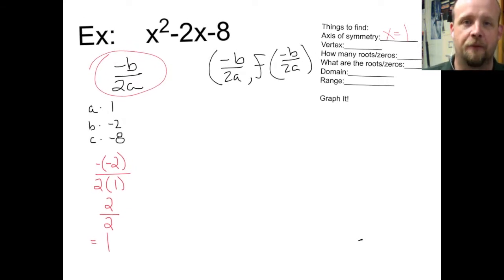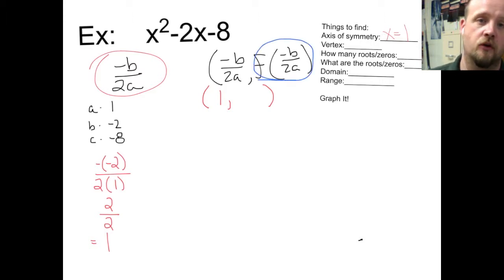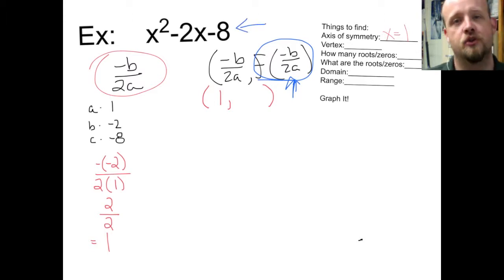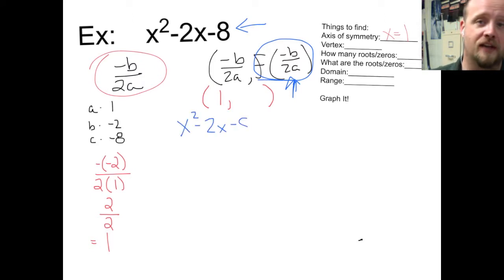Let's now come back and find our vertex. Our vertex has that starting point, our x value, the axis of symmetry of 1, and our y value of f of negative b over 2a. Hopefully you remember that f of negative b over 2a means we take our value and plug it back into our original equation, x squared minus 2x minus 8. We plug 1 back in at every spot that we have an x.